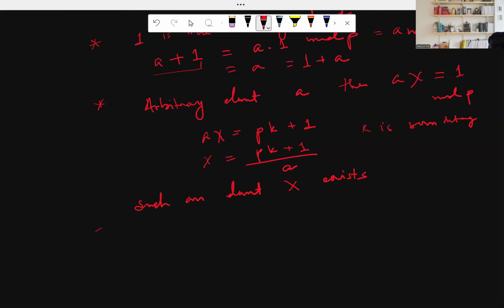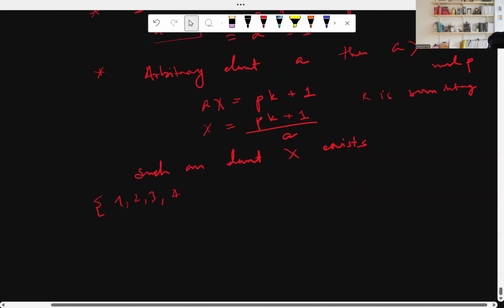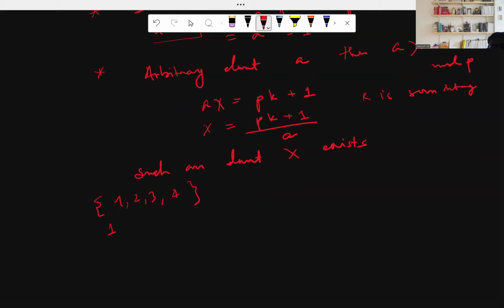We can construct some examples like 1, 2, 3, 4, and inverse of 1 is 1. Inverse of 2 is, relative modulo 5, 3. Inverse of 3 is 2. Inverse of 4 is.